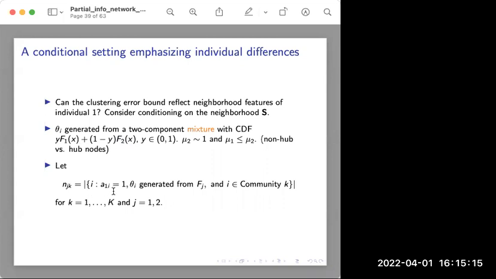N_jk counts the number of nodes who are neighbors of node 1, lie in community k, and whose corresponding degree parameter is generated from Fj. So it just counts the number. I look at all the neighbors of individual 1 and divide them according to their community membership and which Fj they're generated from.